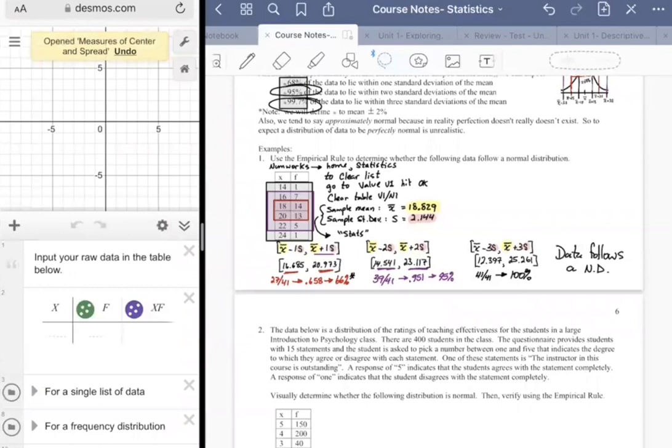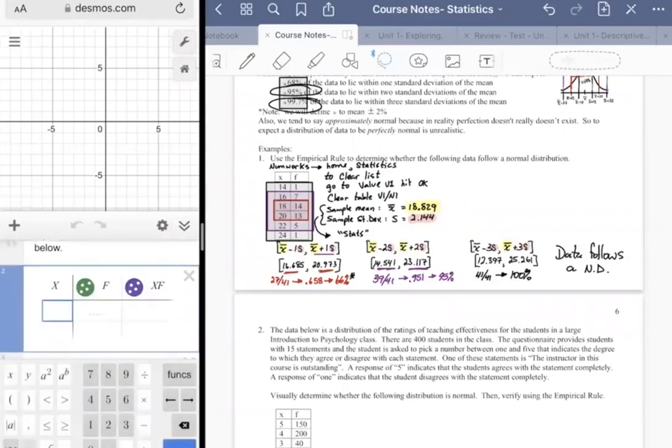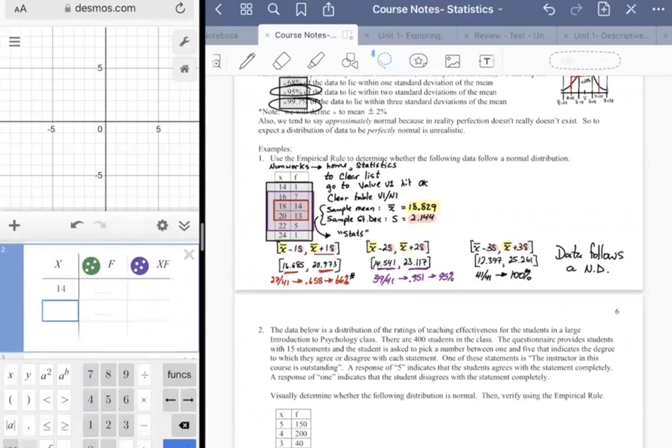All right, so this one, again, it was for a single list of data for a frequency distribution. Really, the only thing we need a special kind of calculator for, like I said before, is the mean and standard deviation. In the Desmos calculator, I type in my X values, just like I did in the NumWorks: 14, 16, 18, 20. Oh, it assumed what I wanted, so I should have just let it go.